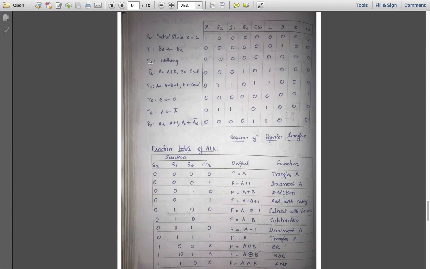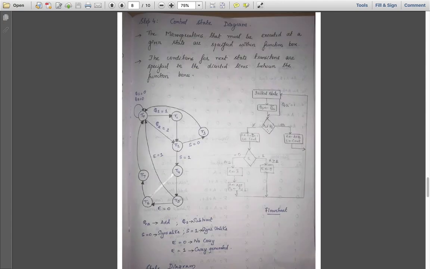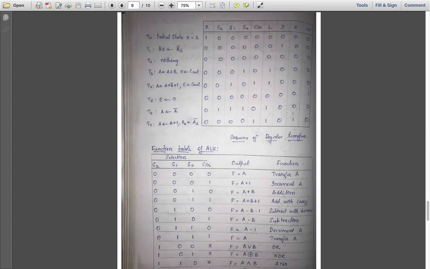Now in T2, what is happening? In T2 you are just doing a comparison operation of both the sign bits, so you don't have to check any control lines. All the control lines remain 0. In T3, what are you going to do? T3 is the normal addition. The content of register A and the content of register B are added and stored into register A, and if a carry is there, that carry is moved to E.